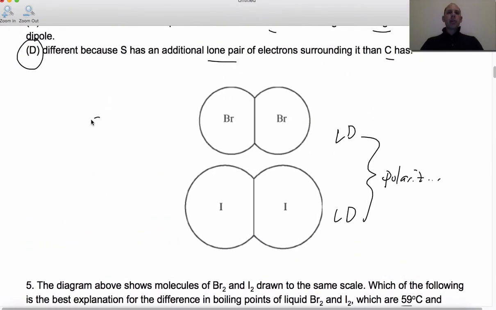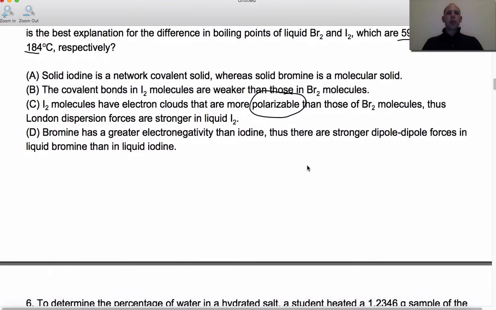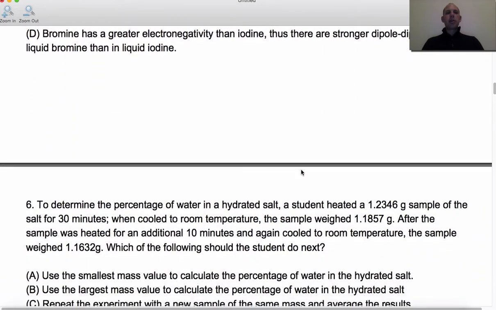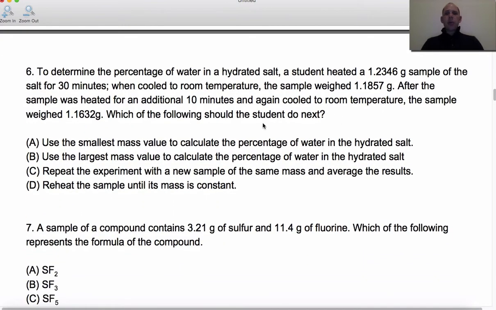If we were to draw this in a conceptual fashion, it would be something like this. You know, these electron clouds in iodine, just like big bubbles, can wander more, making them more polarizable and making those London dispersion forces stronger. In this case, whenever you're heating something to remove another substance, you always need to heat it to constant mass. When the mass stabilizes, that means you've removed all of the substance.